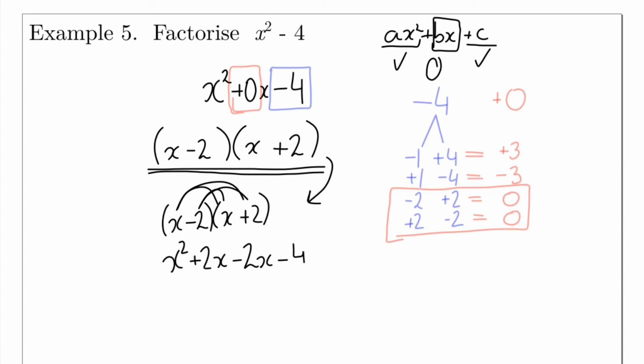Last step is to simplify these two terms. Positive 2x and negative 2x cancel out. That gives us 0x, or nothing, so we don't write anything, and the minus 4 from the end. We see that that's exactly the same as the question expression. So we're confident that this is the correct answer.